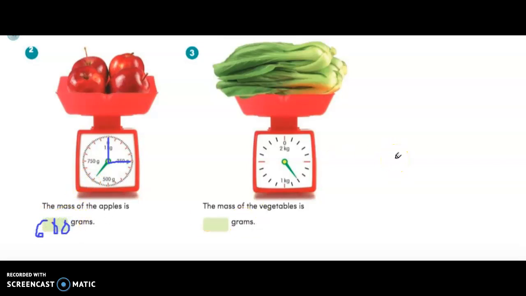If we take a look at number 3, we have some lettuce here, and we are trying to figure out the weight or the mass of these vegetables. So again, I find it really helpful to always look at the max of our scale, which is 2 kilograms here, and then zoom in on this section. So our first labeled part of our scale is right here, 1 kilogram, which we know is equal to 1,000 grams. So that we want to keep in mind is the same there.